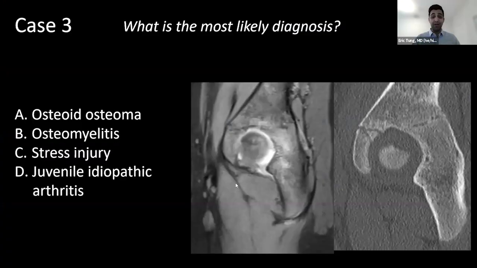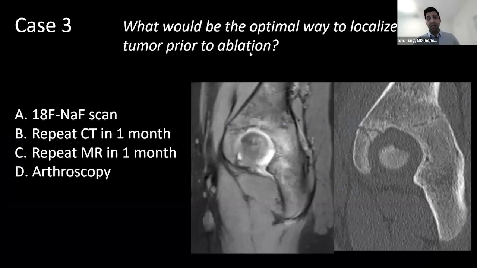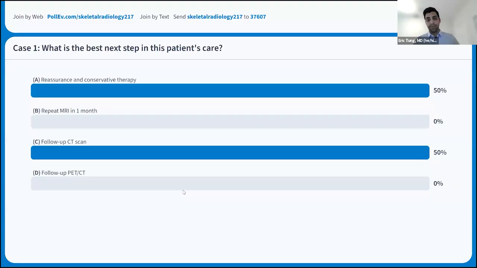I apologize, I'm skipping ahead a little bit, but really what this represented was actually an osteoid osteoma that was located right here, centered in this region and represented by this lucency here. But it can be very challenging to prospectively identify that osteoid osteoma, especially when they're intra-articular in location. But if we were trying to pick the optimal way to localize this tumor prior to ablation, what would be the best way of doing this? Would it be a sodium fluoride scan? Would it be a repeat CT in 1 month, a repeat MR in 1 month, or arthroscopy?